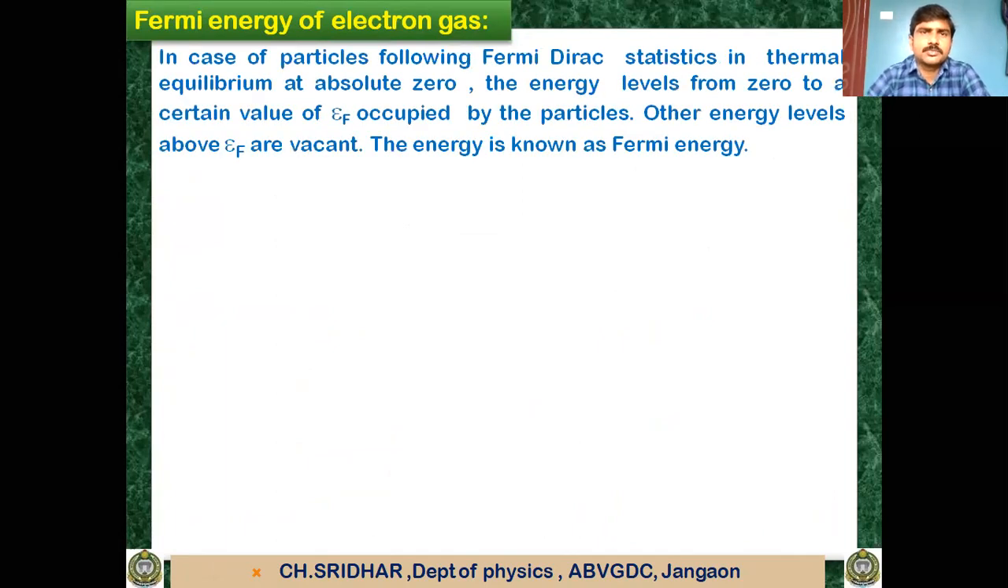So in the case of particles following Fermi-Dirac statistics in thermal equilibrium at absolute zero, the energy levels from 0 to a certain value EF are occupied by the particles, and the energy levels above EF are vacant. So that energy is known as the Fermi energy.